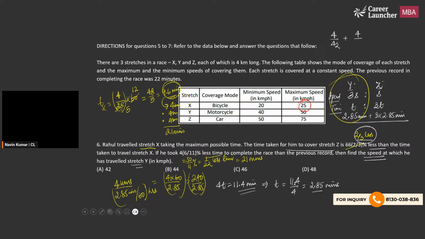Oh, see, this is the mistake that I did. It was not the speed that was given, but it was the time taken for him to cover that was 2/3 less. So that's the mistake done. Still, this is doable.